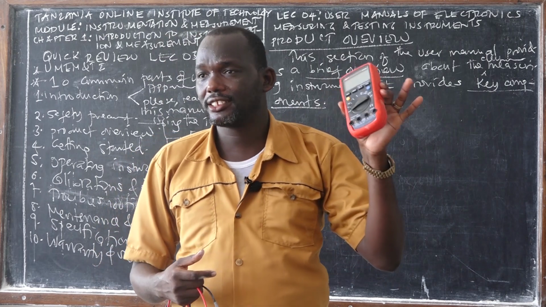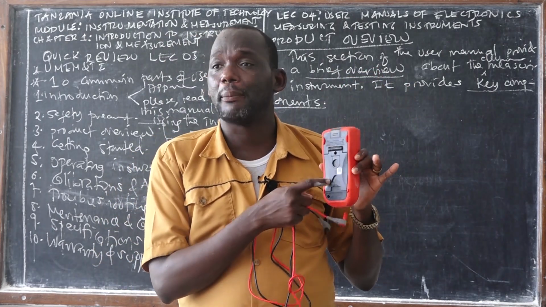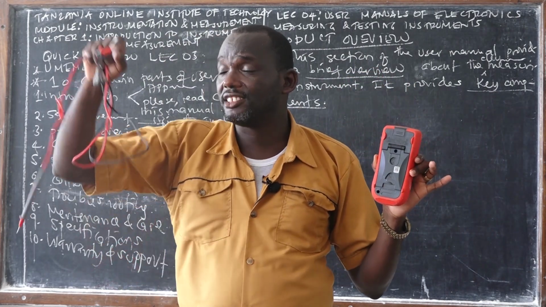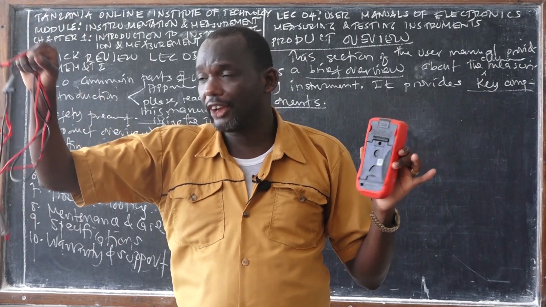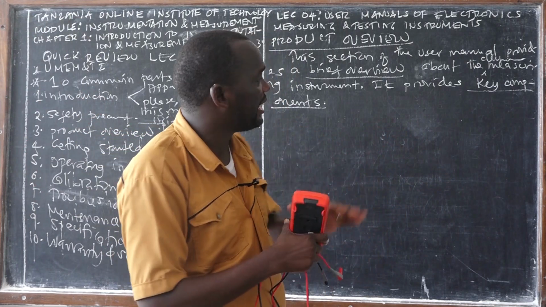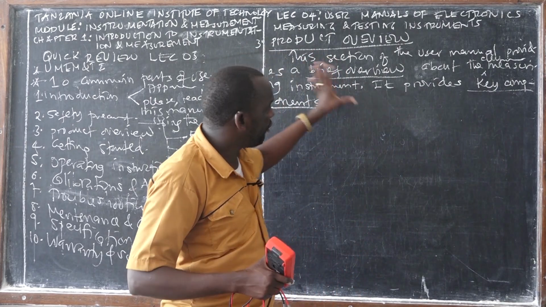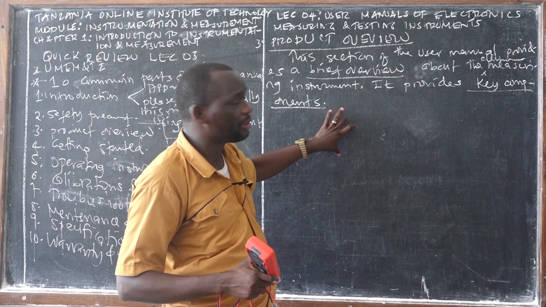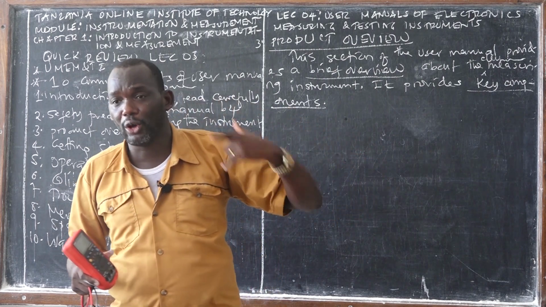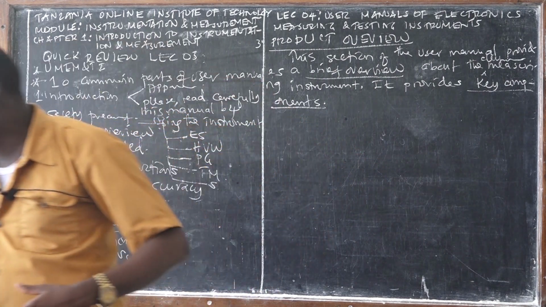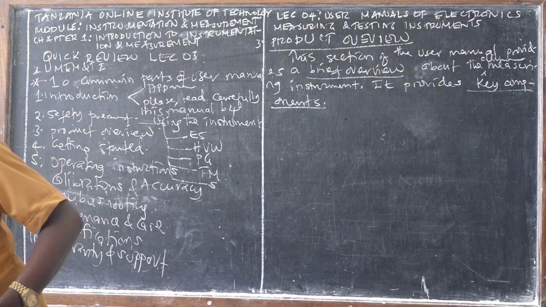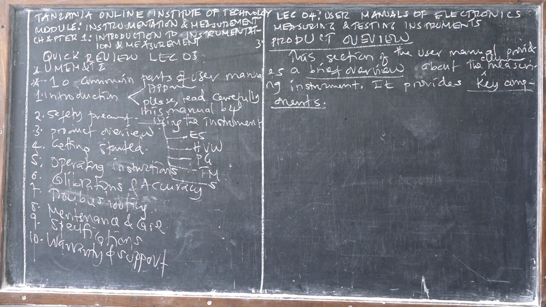So this is the product. One of its parts is the battery. Another part is the test leads, and another part is the manual. This gives you the overview, the brief description about the product, but also the key components. What do you expect to find in its box? Are we together?